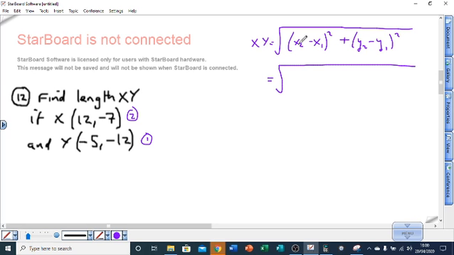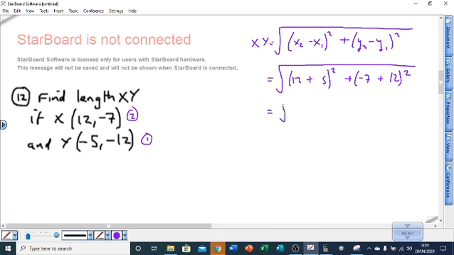So x2, well, I hope you've realised that is 12, take away x1, that is minus 5, all squared, don't forget. y2, well, that is minus 7, take away y1, well, that is minus 12, all squared. Now don't forget double negative. They won't always be double negatives, but it is there, and it is there again. So it's replaced with a positive.